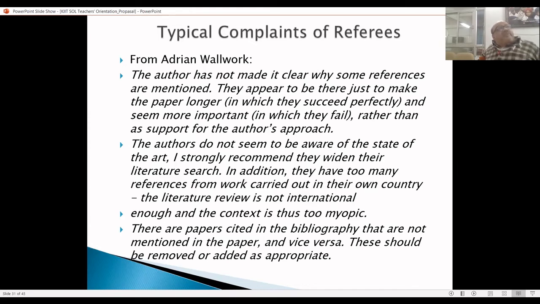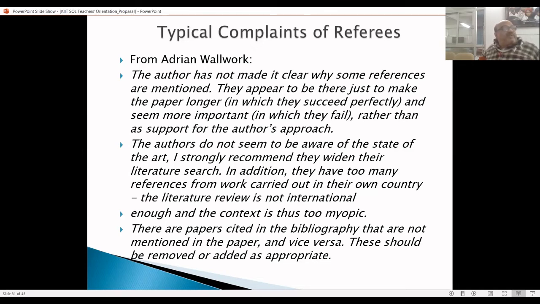The author has not made it clear why some references are mentioned. They appear to be there just to make the paper longer, in which they succeed perfectly, and, more important, in which they fail as a support of the author's approach. The authors do not seem to be aware of the state of the art. I strongly recommend that they widen their literature search. In addition, they have too many references from work carried out in their own country. The literature review is not international enough, and the context is thus too myopic.